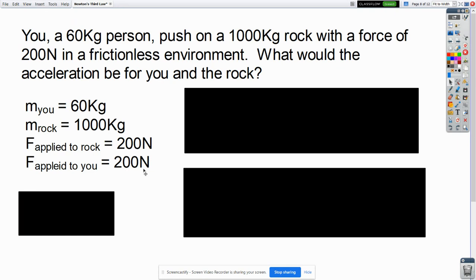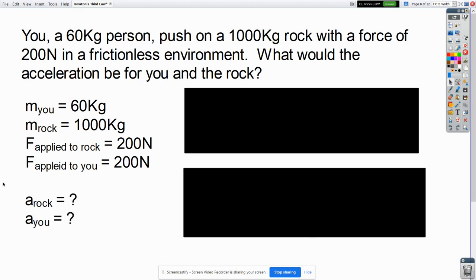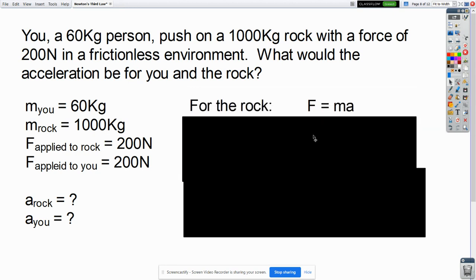Technically, one of these would be positive, one of these would be negative. I mean, are you pushing the rock to the right or to the left? That would kind of depend which one was which, if we wanted to apply those signs to it. But for the sake of comparison, we really don't have to. We want to know what the acceleration of the rock and the acceleration for you is going to be.